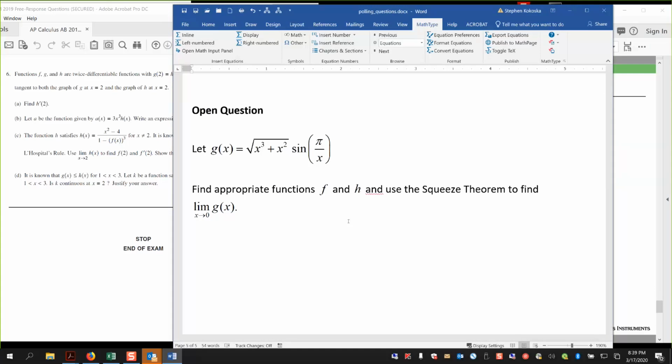If g of x is equal to the square root of x cubed plus x squared, times the sine of pi over x, see if you can find appropriate functions f and h. Since this problem employed the squeeze theorem, see if you can use the squeeze theorem to find the limit as x goes to 0 of g of x. That's kind of a neat problem. The square root of x cubed plus x squared, times the sine of pi over x.